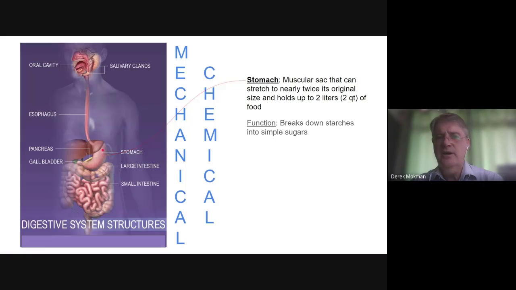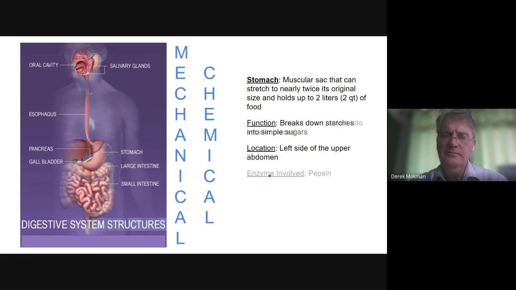So breaks down, oh, that's not correct. I should have to change that. And it's on the upper side of the abdomen. And pepsin, that's more like it. That's what it does. It breaks down protein into smaller pieces, using the enzyme pepsin, but also the acid. So the enzyme is pepsin.